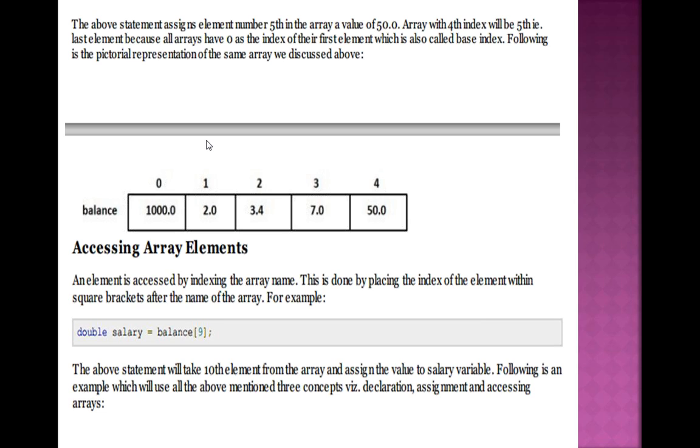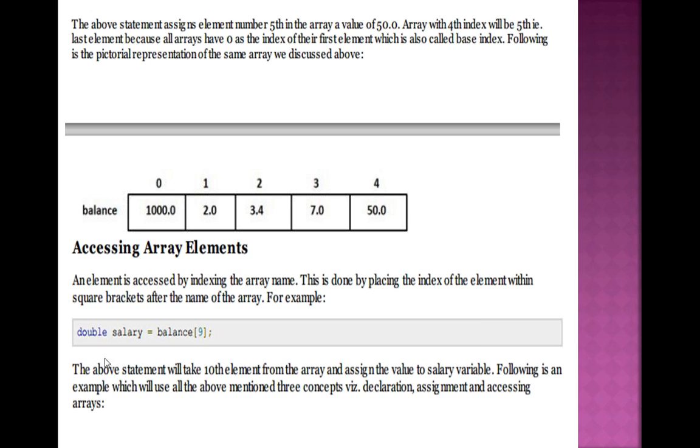Then we also discussed how we can access the array elements. An element can be accessed by using the array name. This is done by placing the index of the element within square brackets. This is the way we can access the element. Balance 9 means at the 10th location, the value of the balance array at the 9th index will go to the salary variable, that is also of double type. The above statement will take the 10th element from the array and assign the value to the salary variable.